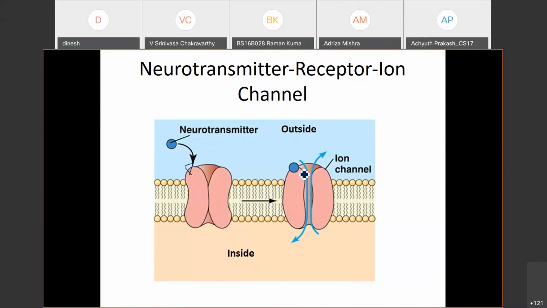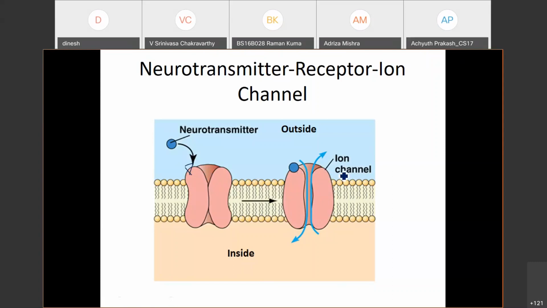Once a binding takes place, which is what you see on the right side, the channel opens and it will allow passage of ions. So if it happens to be a sodium channel, it will allow sodium going from outside to inside. If it happens to be a potassium channel, it will allow potassium to go from inside to outside. So the response could vary depending upon what kind of channel it is.